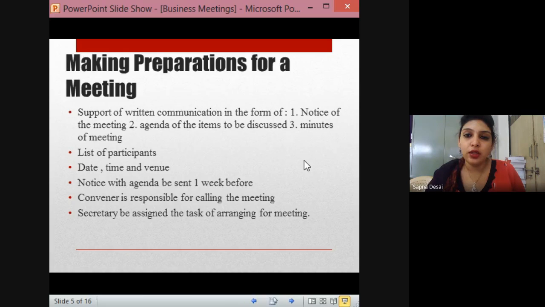Okay, and the person who is responsible for calling this meeting is known as the convener, and the secretary is also going to help the convener in making the arrangements for the meeting.